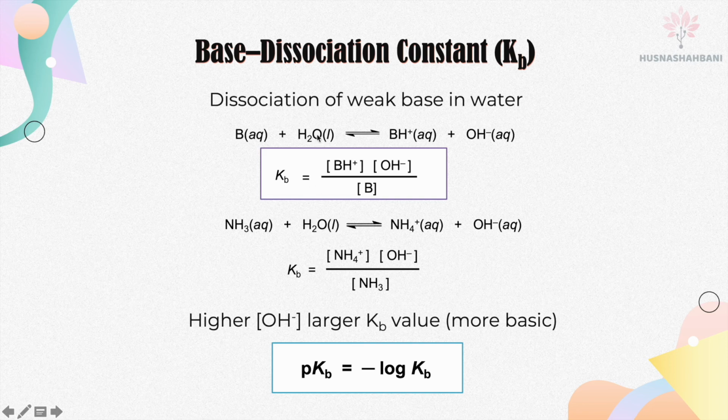Ignore H2O because it is in liquid form. Don't put the state of matter, liquid or solid, in the expression. A higher OH- concentration means a larger Kb value, which means the base is stronger. So pKb equals negative log Kb.